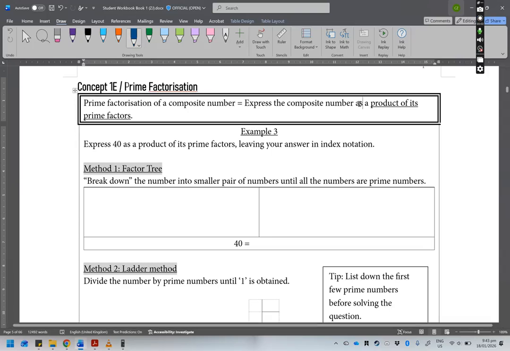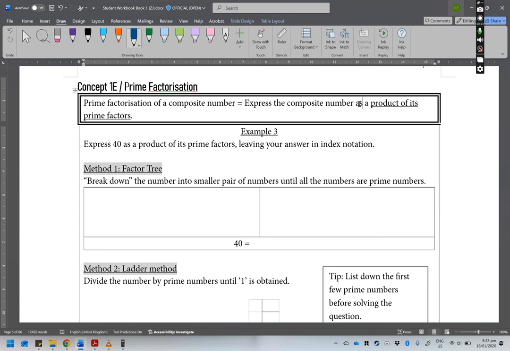Okay, in concept 1E, we look at the prime factorization, which is a method to express a composite number as a product of its prime factors. So why do we do this? It shows us the basic building block of a number, because every whole number greater than 1 has its own unique prime factorization.